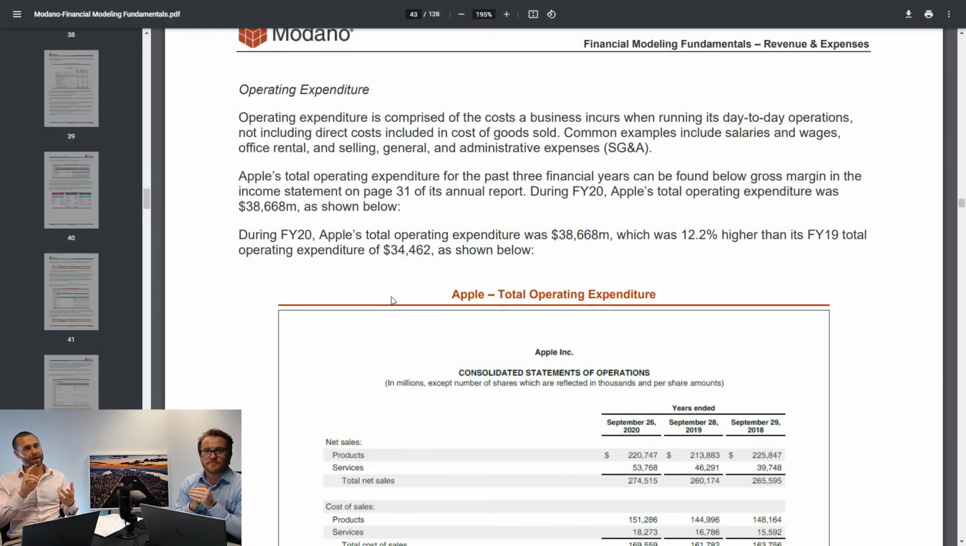Okay, so we've now got our revenues and our cost of goods sold, getting us down to gross margin on the income statement, the balance sheet balances, because we've put it through the cash flow statement in cash receipts and cash payments, and now it's time to include operating expenditure.